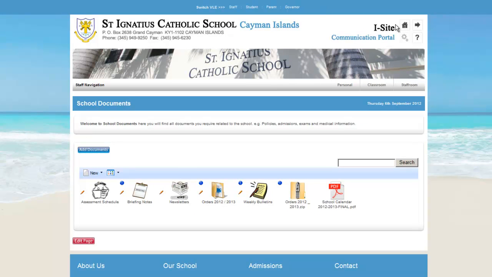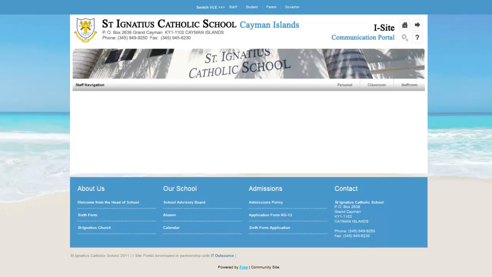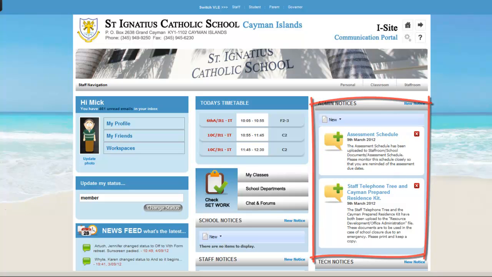You will see on the dashboard itself we have a series of panels. Once again, these are heads-up displays, so you can see some notices here from the administration staff.